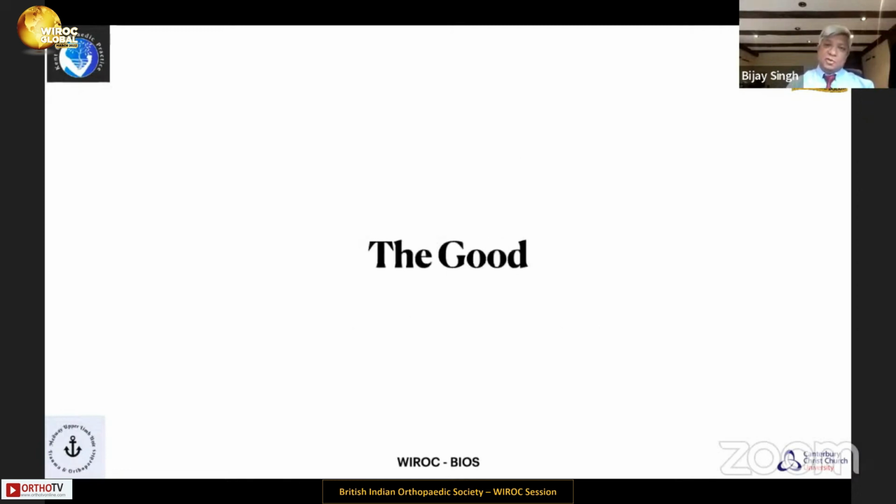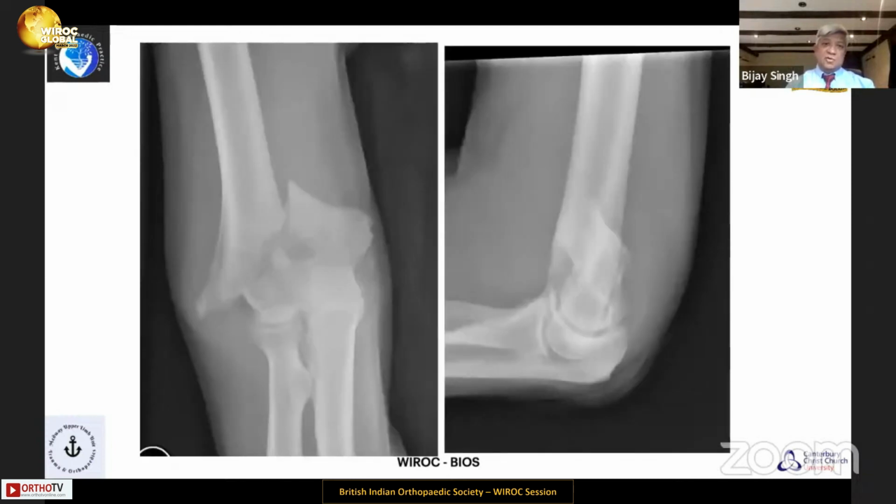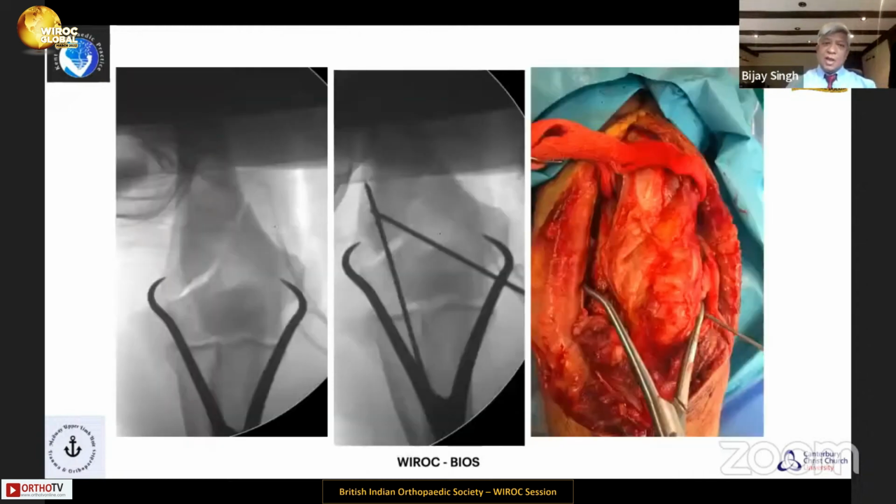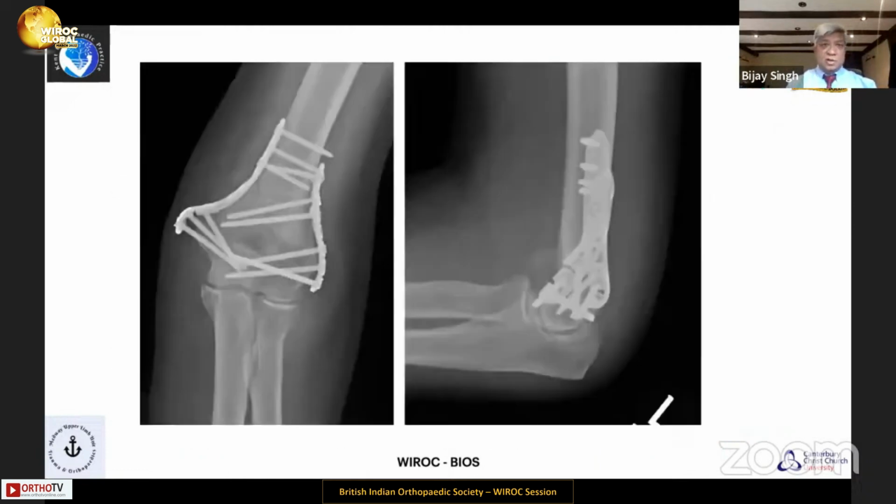Just take you through some of the examples. So what I call the good, the bad, the ugly of the distal humerus fractures. So these are what I would call the good fractures, which is an extra-articular fracture, big chunk. For these, I use a paratricipital approach, and then held by two parallel plates, provides early motion and early healing.